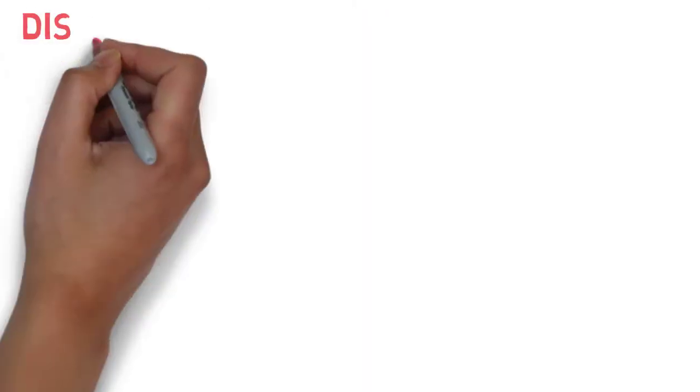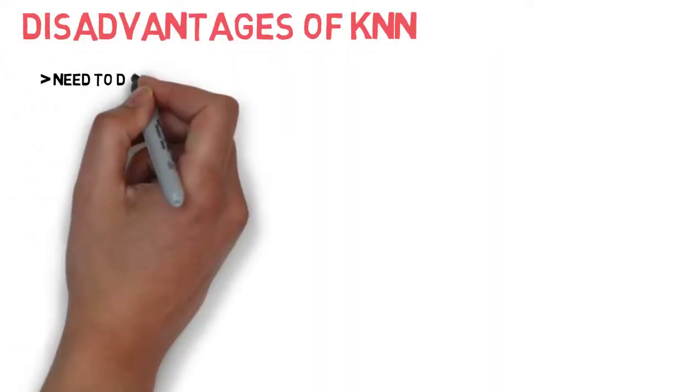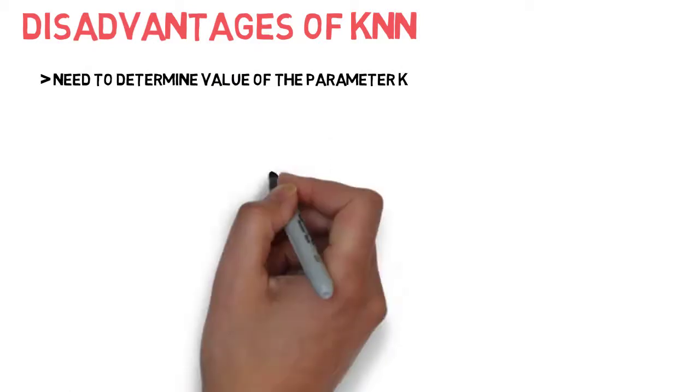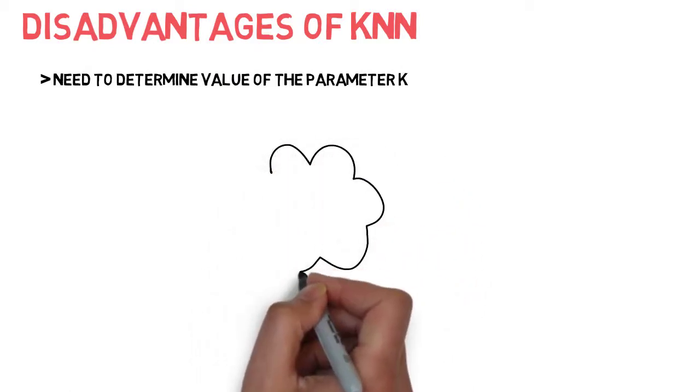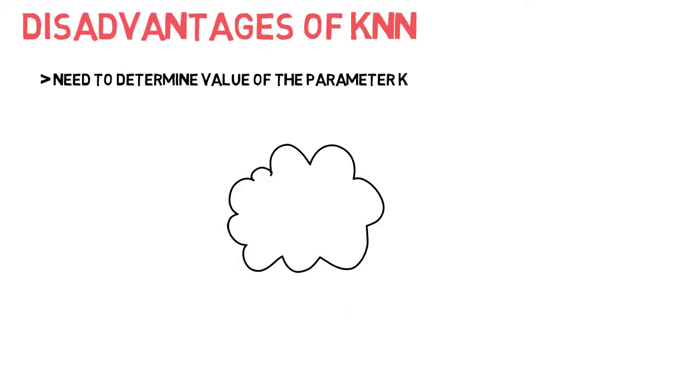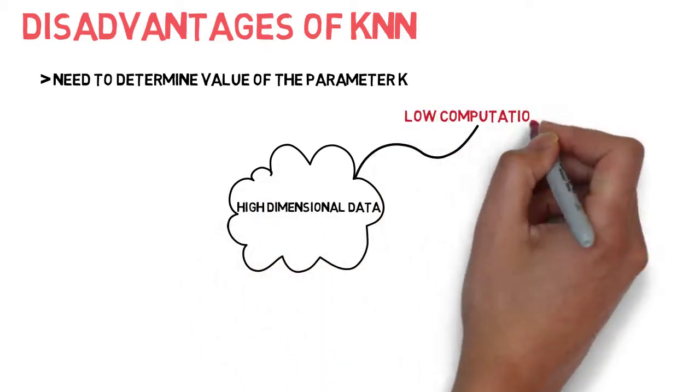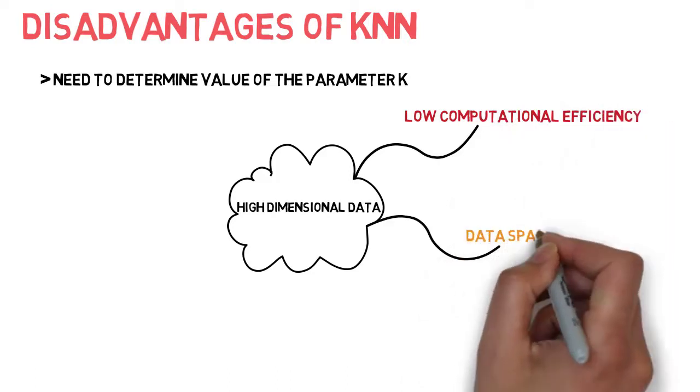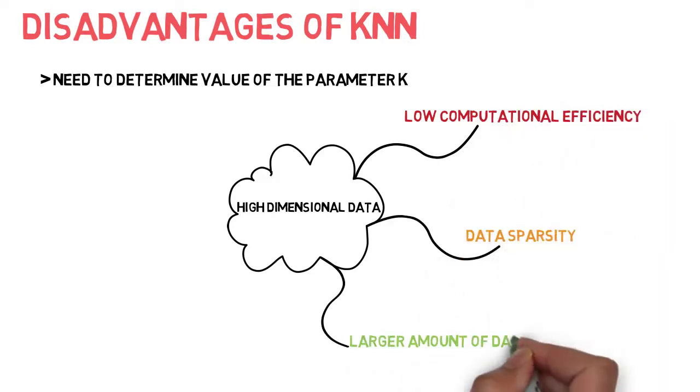The disadvantages of KNN, however, are that we need to determine the value of the parameter k, which is the number of nearest neighbors. It is hard to apply in high dimensions. So when the dimension of the data is high, these things happen, such as low computational efficiency, data sparsity, and larger amounts of data and storage are required.